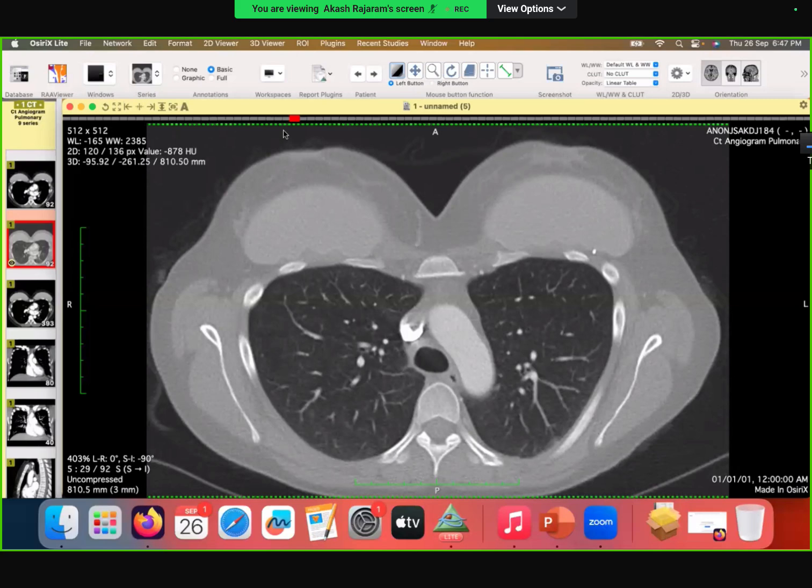I would also like to check the patient's previous history. I think the breast implants were for cosmetic reasons, but I would check if there is any history of primary malignancy elsewhere.